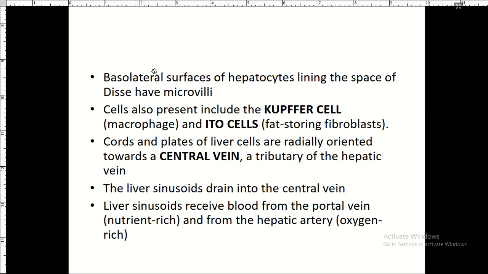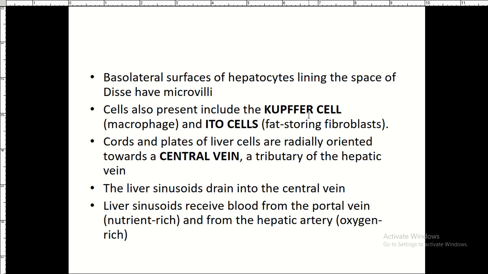So the basolateral surface of the hepatocyte is lined by the space of Disse. One thing that's found in the space of Disse is microvilli. Two, Kupffer cells. So Kupffer cells, these are macrophages, right? You also have Ito cells. Ito cells, these are fat-storing fibroblasts that take part in storage of fat or lipids and vitamins, right?